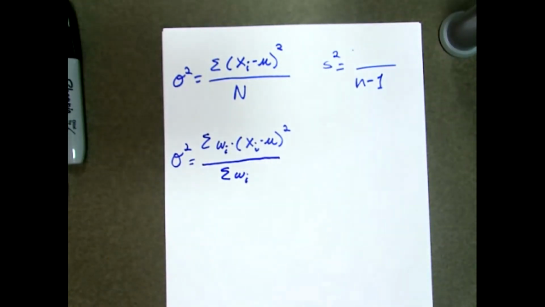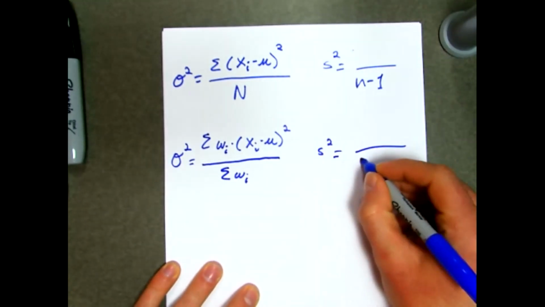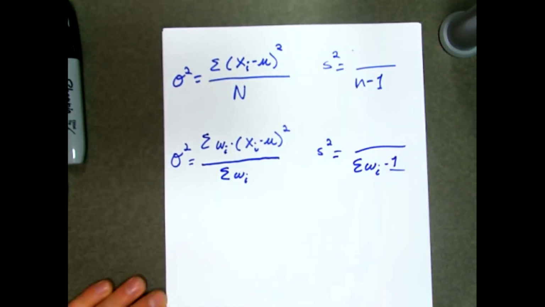Now, if it was sample data, we would do the exact same thing, but we'll divide by the sum of the weights minus 1. Okay. It's a little bit different, but a similar idea.